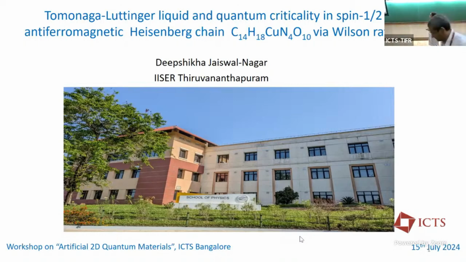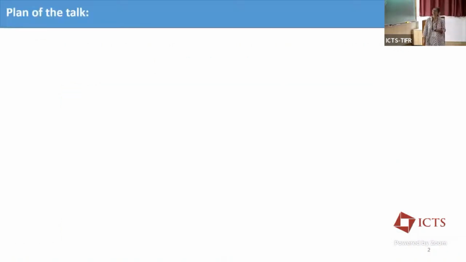I would like to thank the organizers for inviting me here and allowing me to present my work on these 1D chains. So this is work which has been going on for some time, where we have discussed the Tomonaga-Luttinger liquid state and quantum criticality in this metal organic compound via something which is called the Wilson's ratio, and I'm going to describe the details of this as we go along.